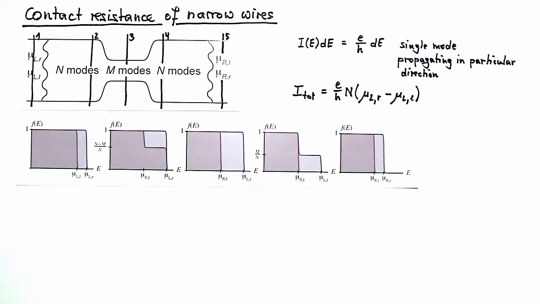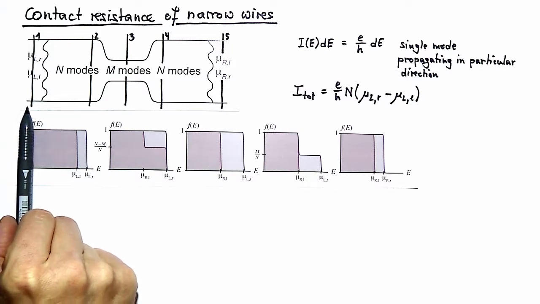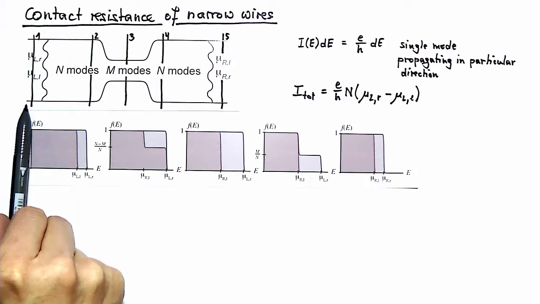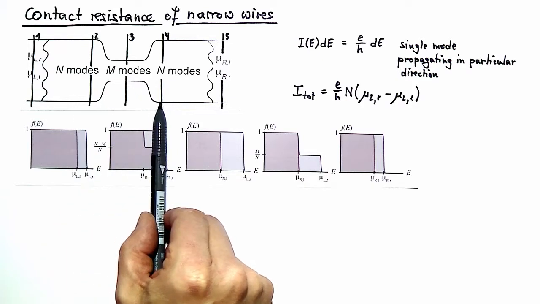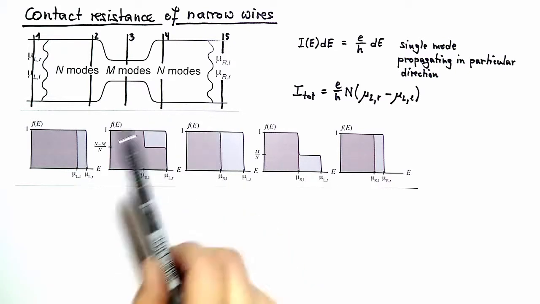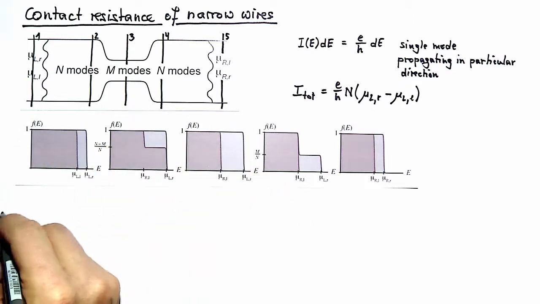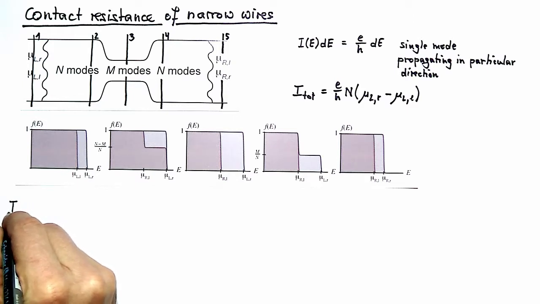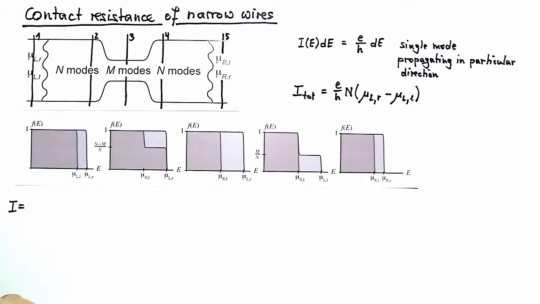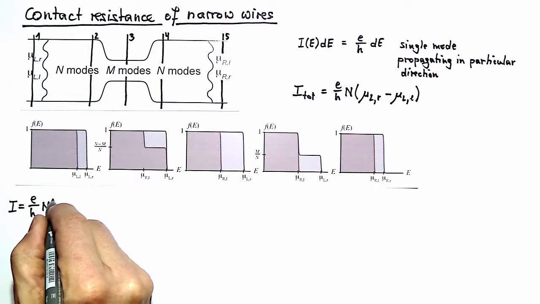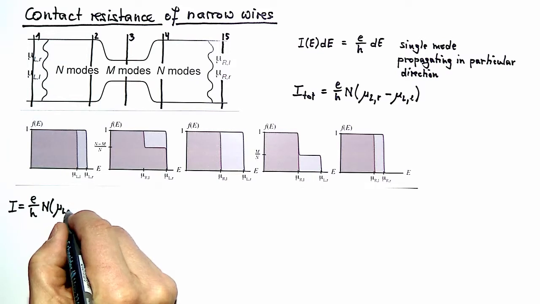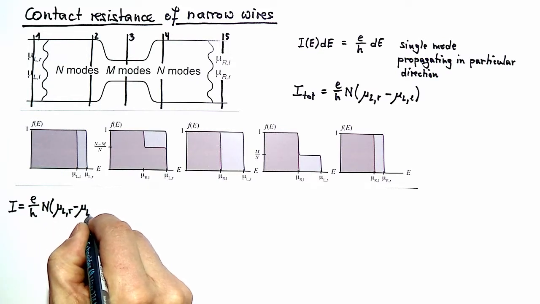So having understood these five cross sections, we are now in a position to apply current conservation to solve for the resistance, because current conservation requires that the current through cross-sectional area 1 is equal to the current through cross-sectional area 2, is equal to the current at 3, is equal to the current at 4, is equal to the current at 5. So let's write down this current for the different cross sections. The current, we call it I, in the left contact has already been worked out here. It is given by e over h times the number of modes times the difference mu left contact right movers minus mu left contact left movers.